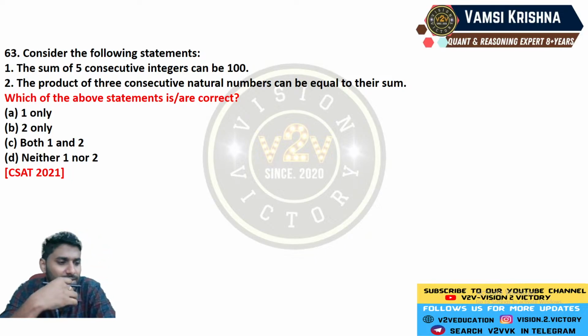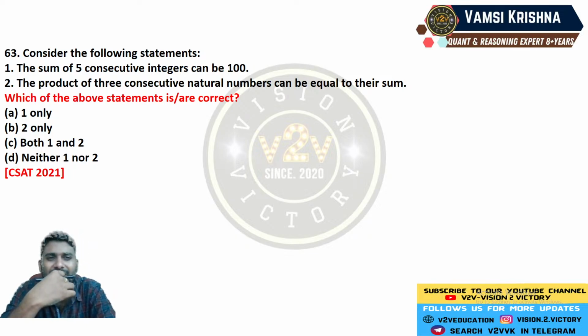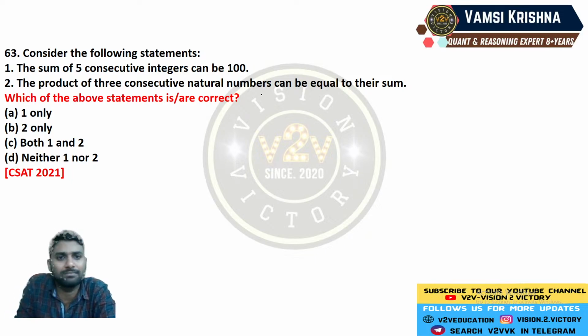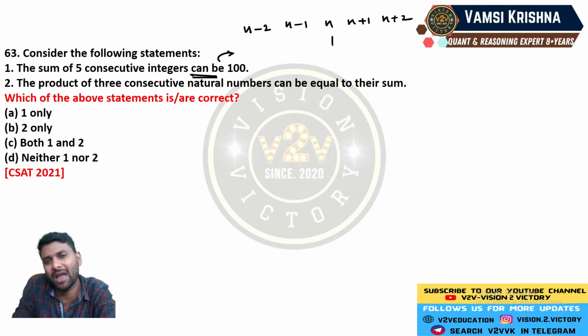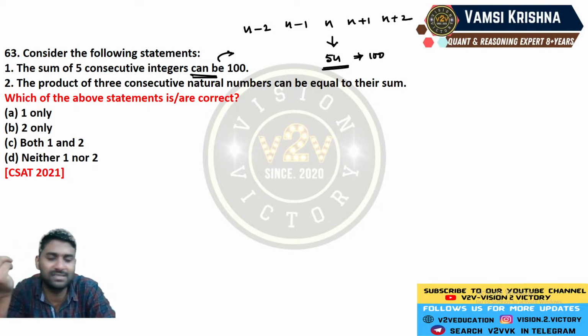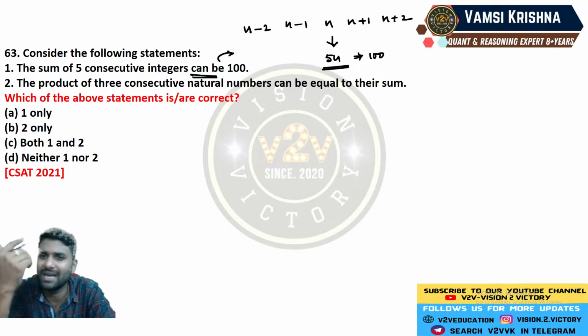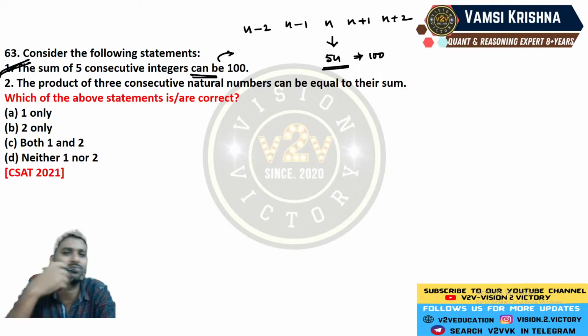Next, question number 63. Consider the following statements. Sum of 5 consecutive integers can be. It doesn't say exactly, it says can be. 5 consecutive numbers means assume in this way: n minus 2, n minus 1, n, n plus 1, n plus 2. If you add all these numbers, it becomes 5n. So definitely, if you replace n is equal to 10, 5n is exactly equal to 100. There is one possibility. If you add those 5 consecutive numbers, the resultant is 100. So, one is possible.